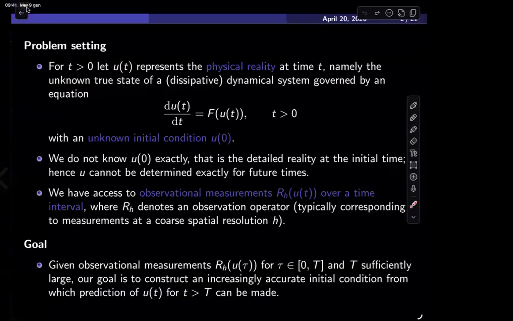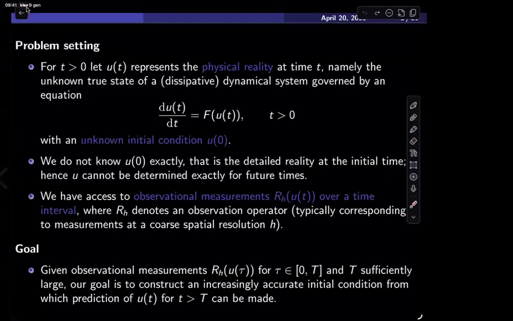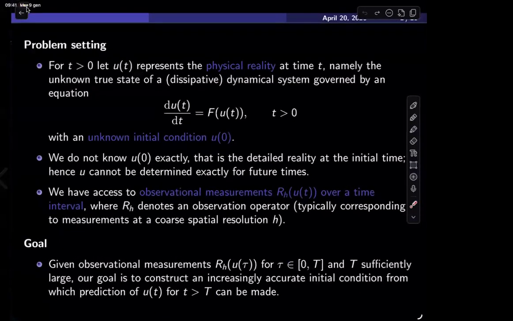So what happens in the concrete situation is that you know the equation that governs your physical reality, but usually you do not know exactly what the initial condition of your state is. So in principle, if you know the initial condition and you know the equation for your state variable u, you are able to predict the state of the system at any future time t. But if you do not know the initial condition, you do not know how to make a prediction. So the problem is to try to understand what is a good approximation of your initial state.